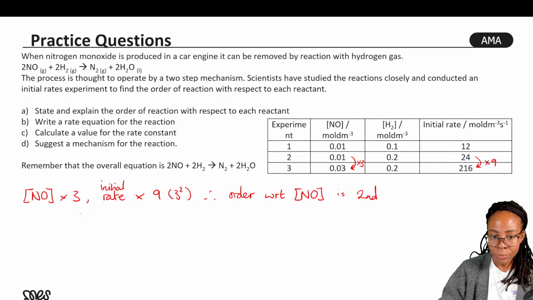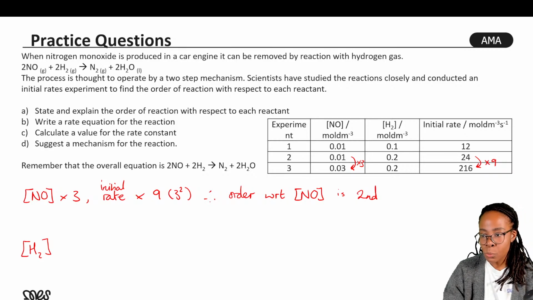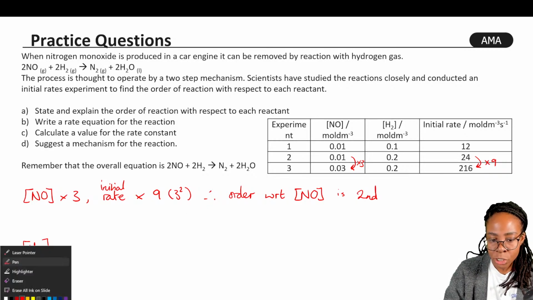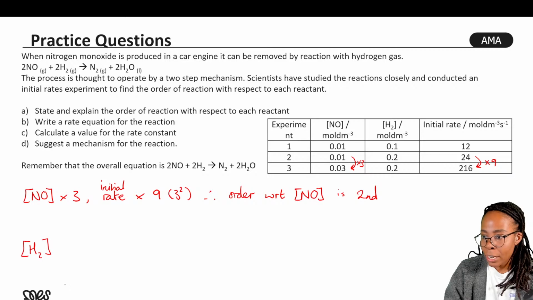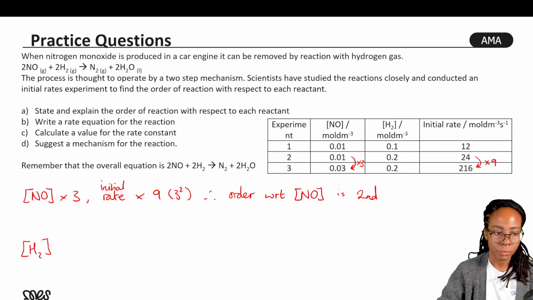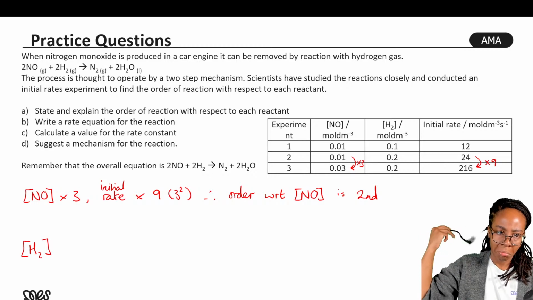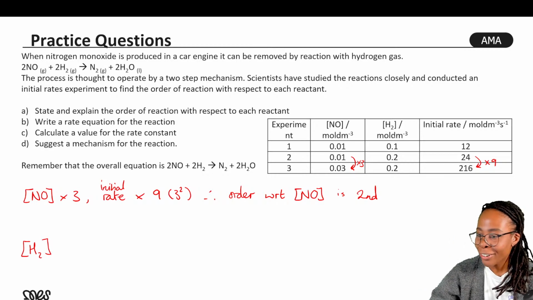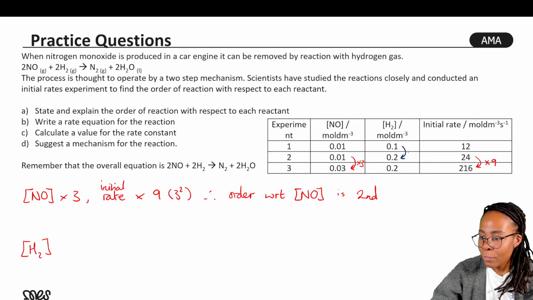Wonderful. Let's do the same thing. Great. Well done. Let's do the same thing for H2. Let's find 2 experiments where the concentration of H2 is changing, but the concentration of NO is not. Which ones will we look at? Thank you, Misbah. Absolutely. Great, Dave. 1 and 2. So our concentration of H2 has been multiplied by 2. What's happened to our initial rate?